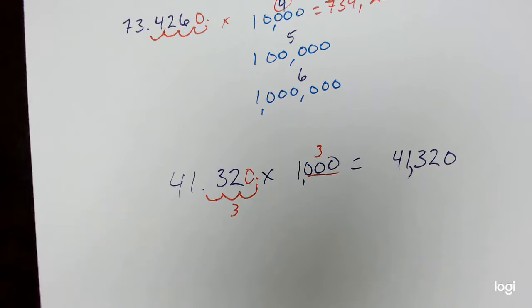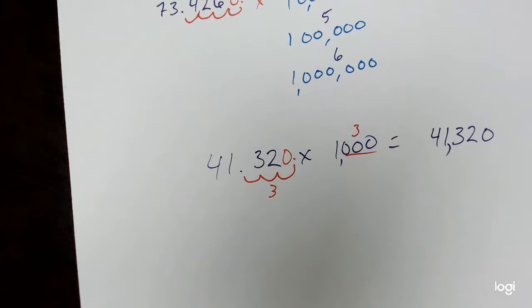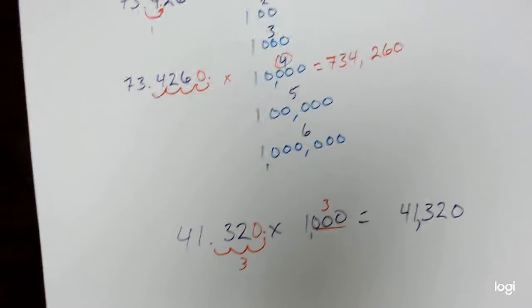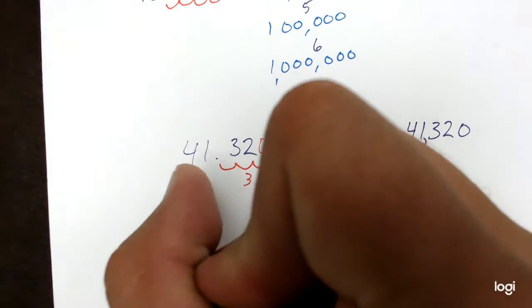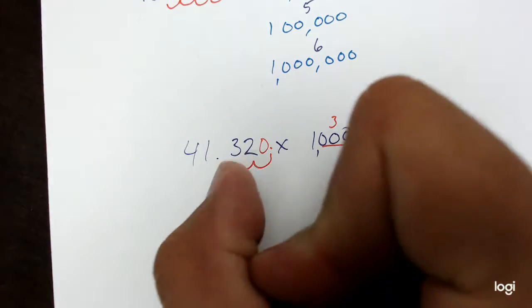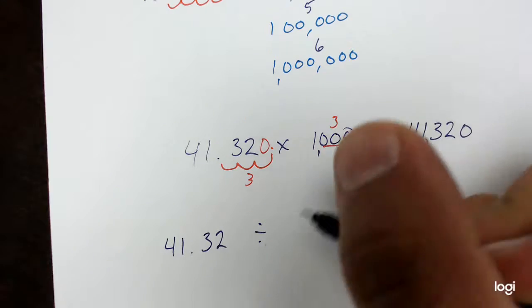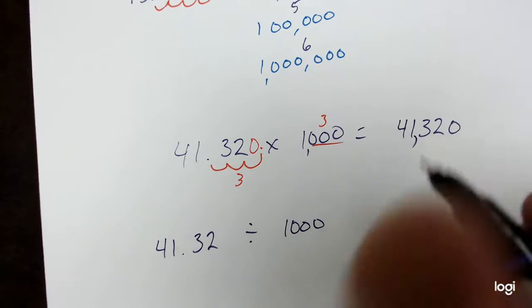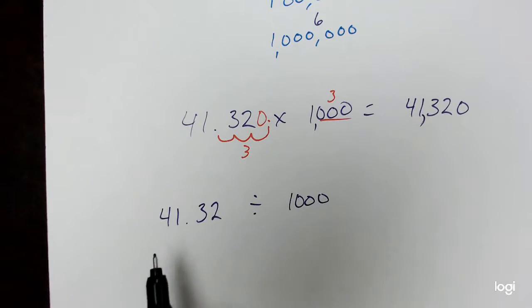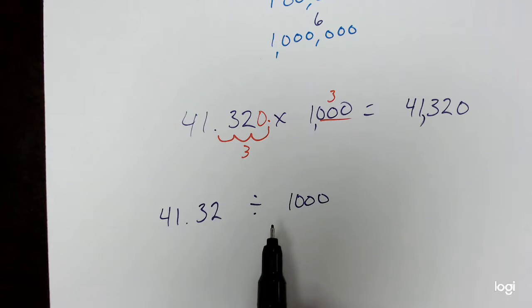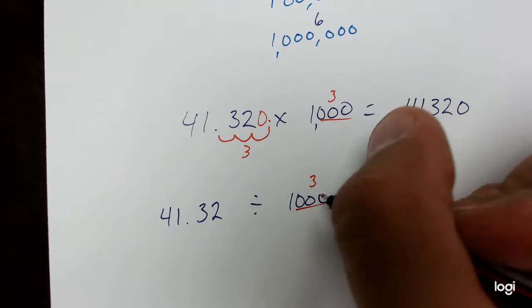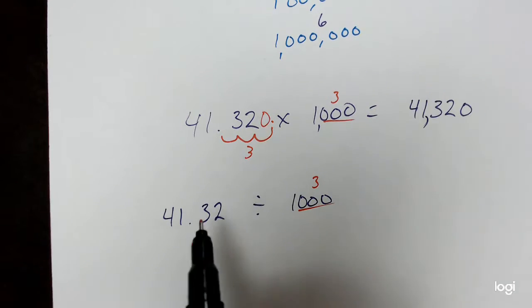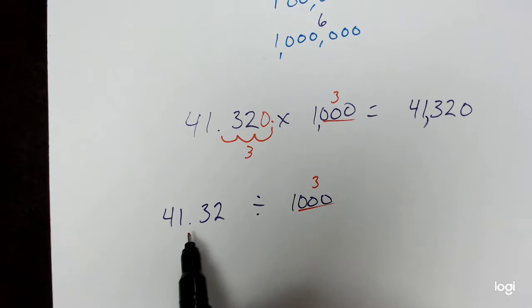Now, let's talk about division. Division is the exact same way, except when we divide a number, we'll go back to 41 and 32 hundredths. So let's say we have the number 41 and 32 hundredths, and I'm dividing that by 1,000. Should my number get bigger or smaller? If I take the number 41 and break it into 1,000 pieces, it'll get a lot smaller. So I'm going to do the exact same operation. I'm going to count 1, 2, 3 decimal places, or 3 zeros, and instead of making the number bigger, I'm going to make it smaller.